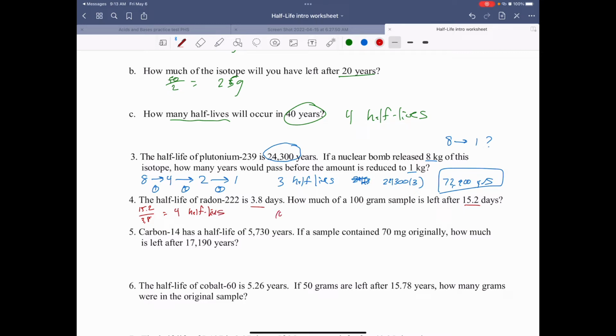So we can just go 100. After the first half-life, it's 50. After the next half-life, it's 25. After the next half-life, it's 12.5. That's only 3 half-lives. So after the next half-life, it looks like it's going to be 6.25 grams left. So that's how we do that one.